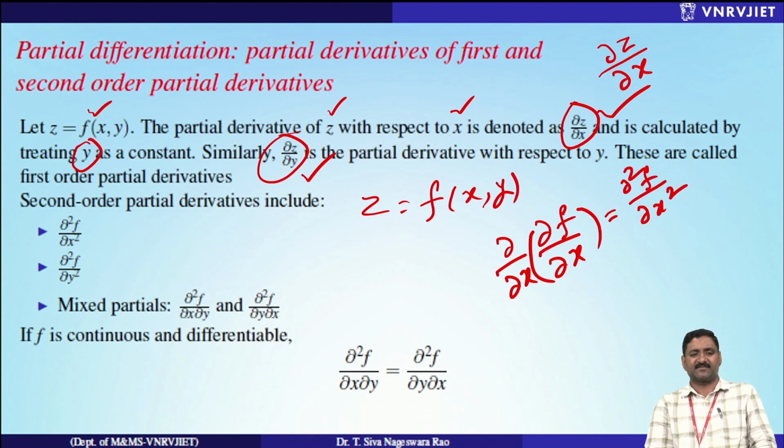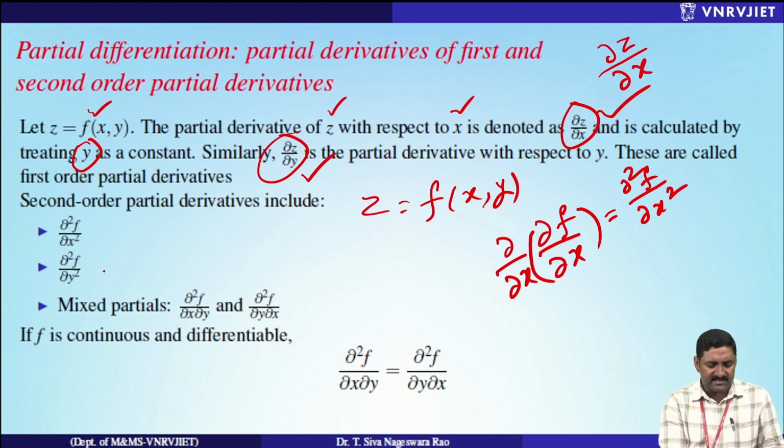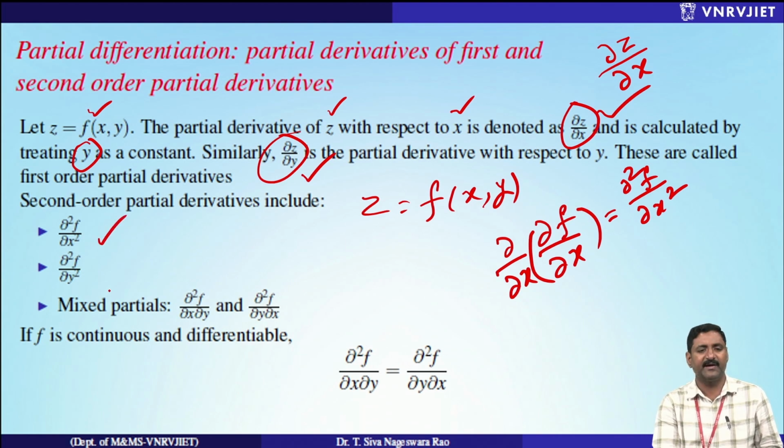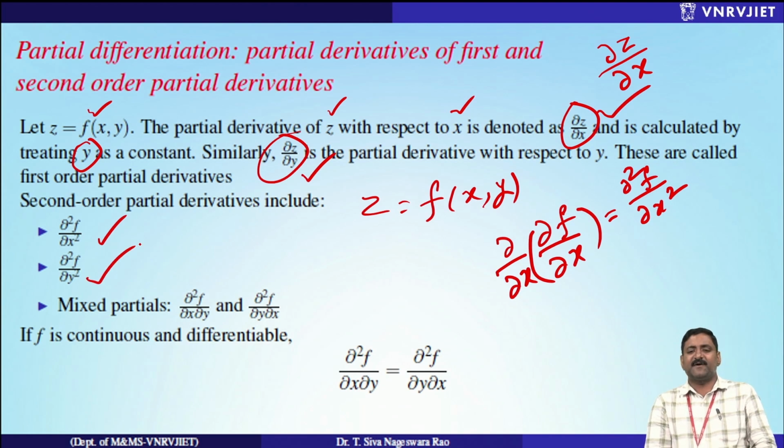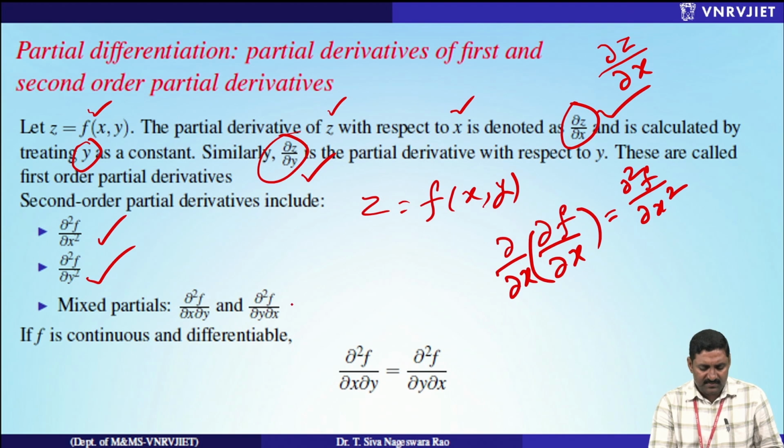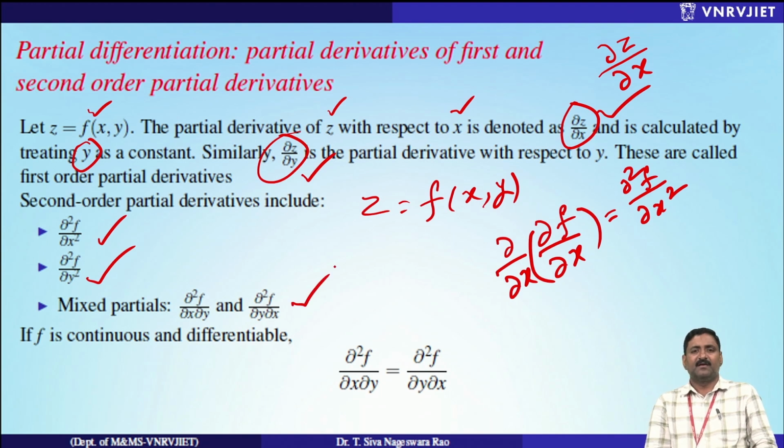Del square f by del x square. Similarly, with respect to y, it is del square f by del y square. Now, mixed partial derivatives. First, I will take del f by del x, and for it I will apply the partial derivative one more time with respect to y. Then it is denoted by del square f by del y del x.